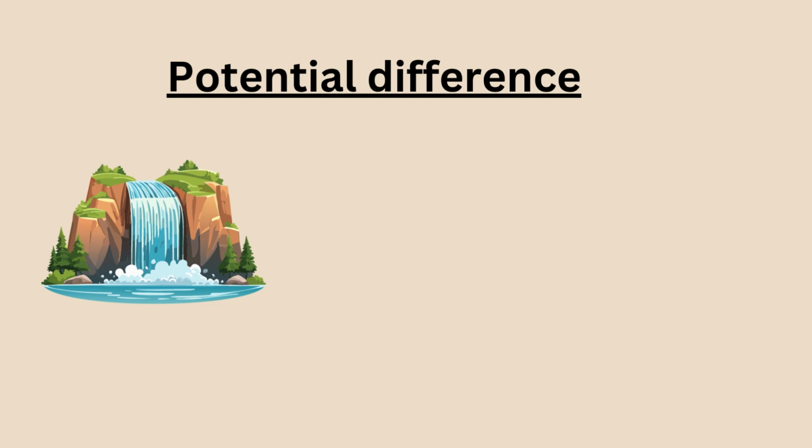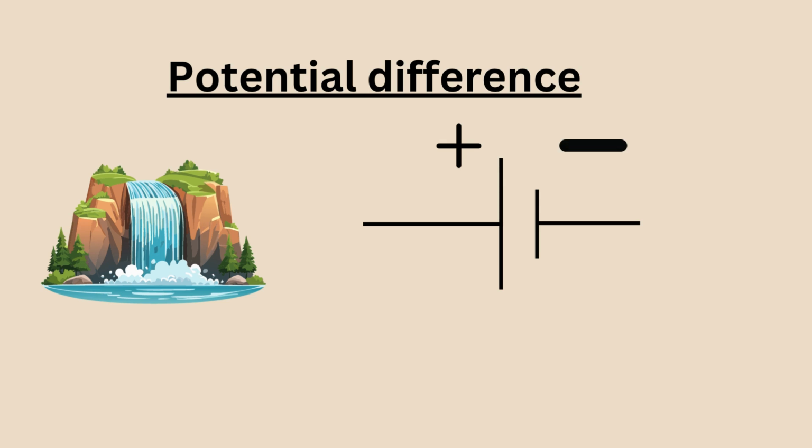Now, if we apply that to a cell, there is a positive terminal of a cell and there is a negative terminal of the cell, and there is a difference in energy between those two terminals, and that is your potential difference. The bigger that potential difference and the bigger the difference in energy, the more it makes the charges or the current flow within a circuit. The potential difference pushes those charges to flow around the circuit, a bit like a person pushing a box or another object.